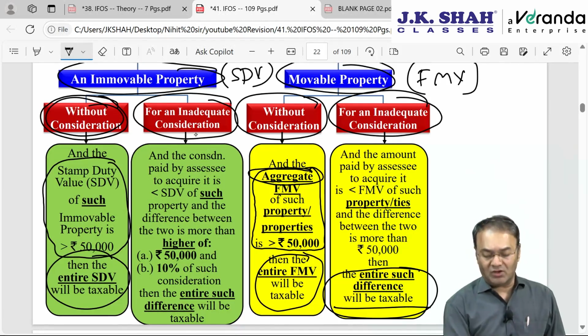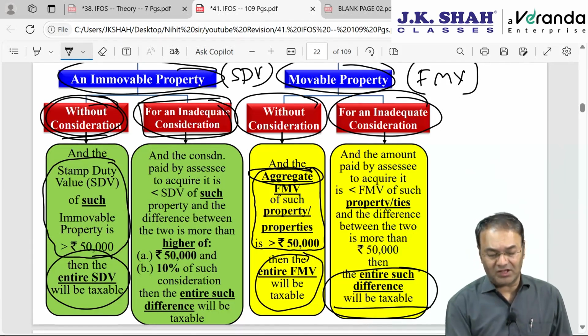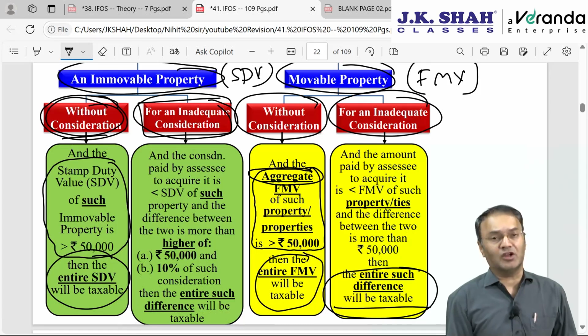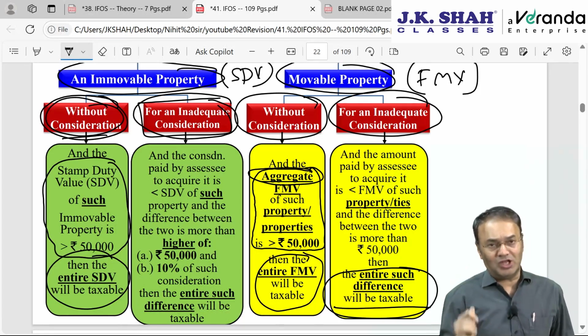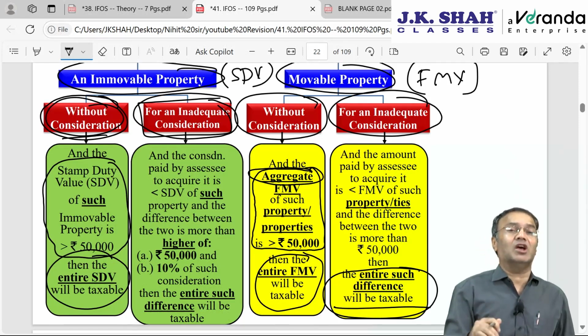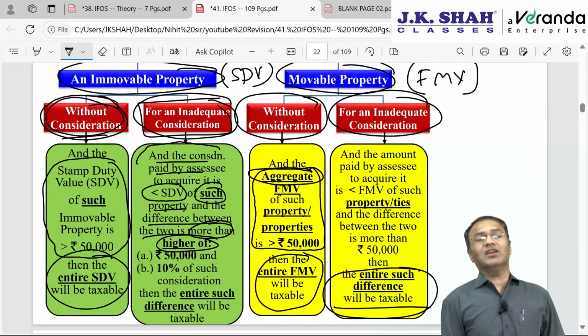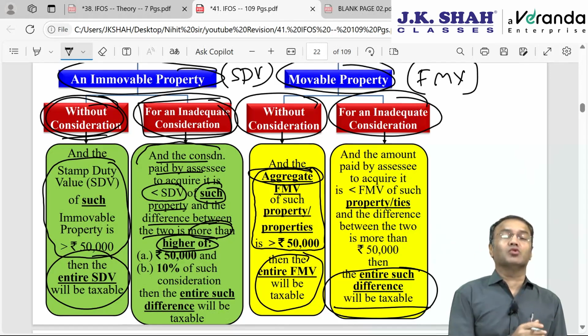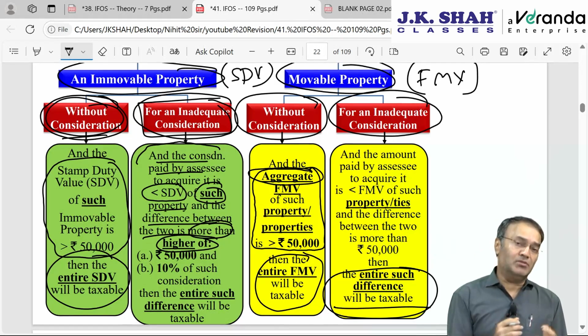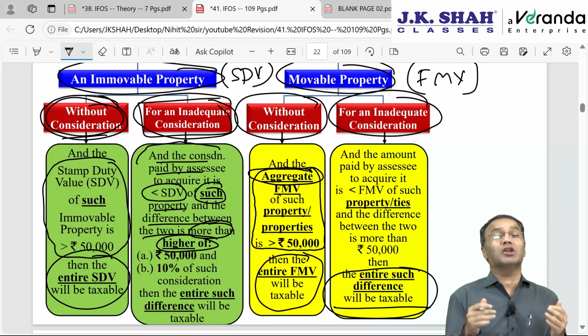But if received for inadequate consideration, then we have to check the difference between stamp duty value and the amount paid. Stamp duty value should be more, amount paid should be less, then only the assessee is benefited. The consideration paid by the assessee to acquire it is less than the stamp duty value of such property, and the difference between the two is more than the higher of the following two. In my language, the difference should be more than both of the following.